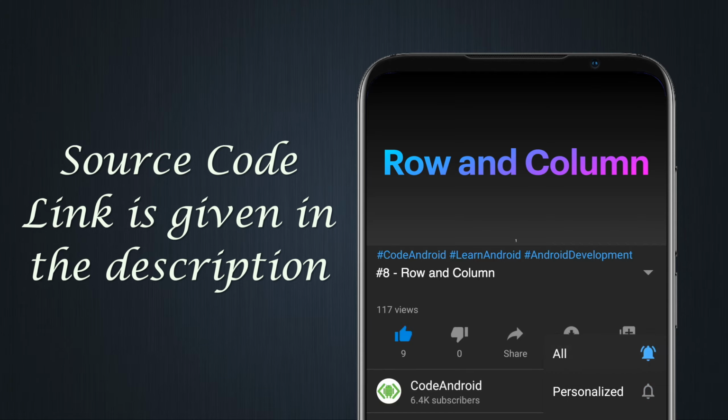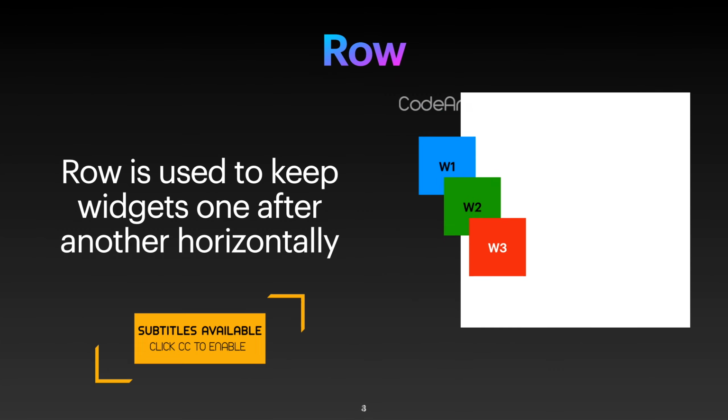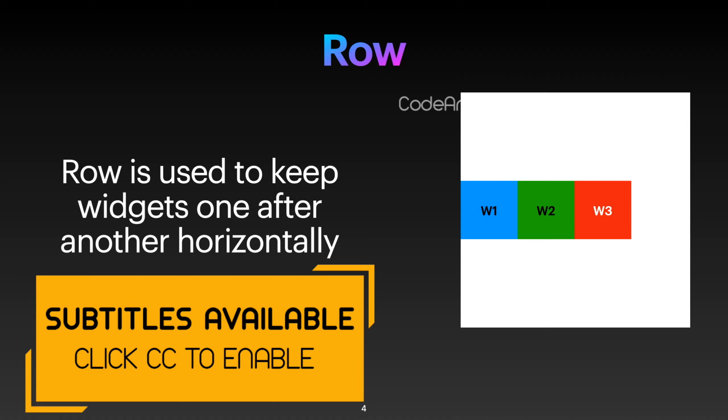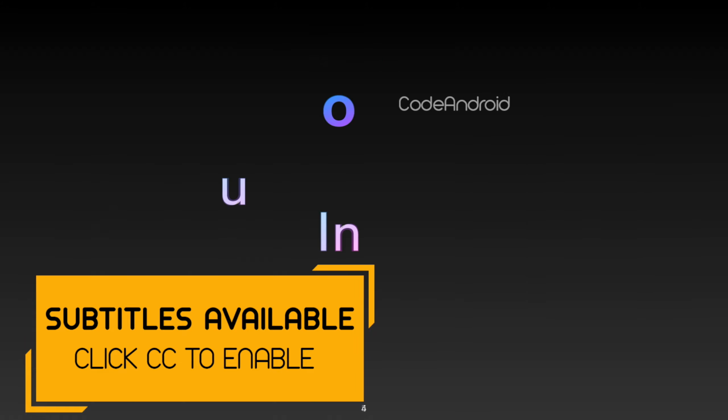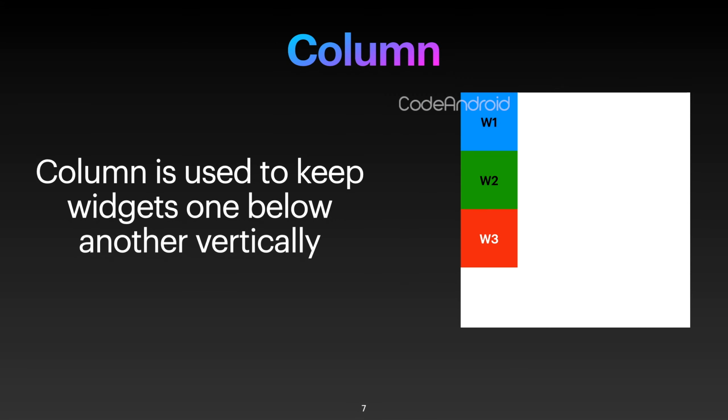In this video, we'll see about rows and columns. Row is used to keep widgets one after another horizontally. Column is used to keep widgets one below another vertically.